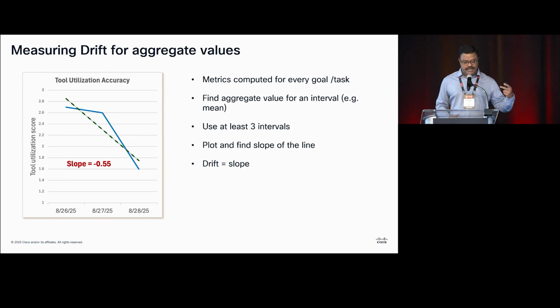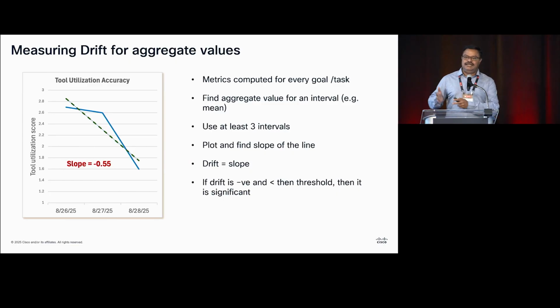So the bigger the slope means there is more drift. And this slope can be positive or negative. If it goes positive, it means you're getting a boost in performance, which is okay. If it goes negative, then that means a drop in performance happens. So both are okay. If that drift is negative, and again less than a threshold, then it is considered significant. So this is the second technique we have used.